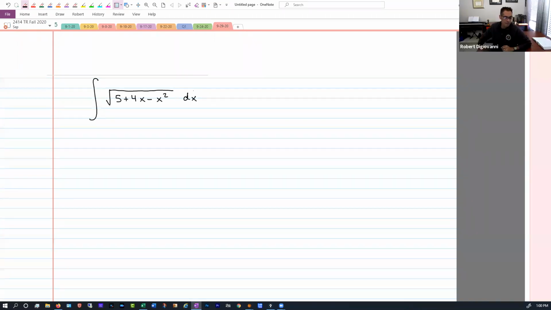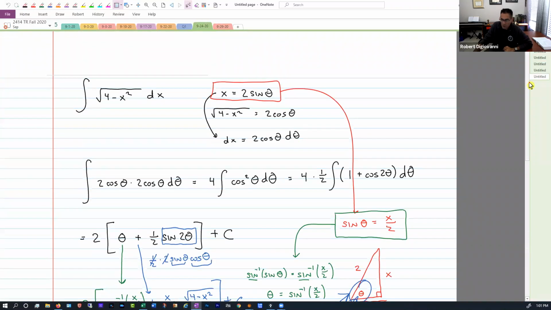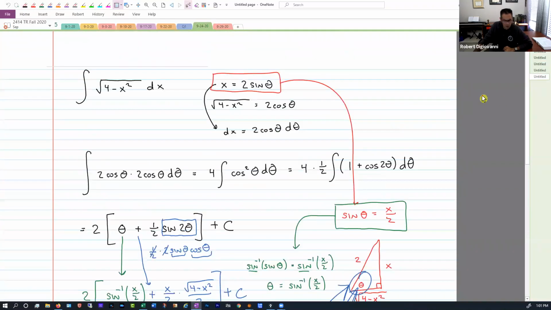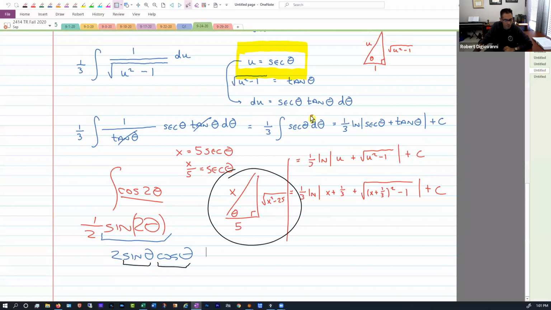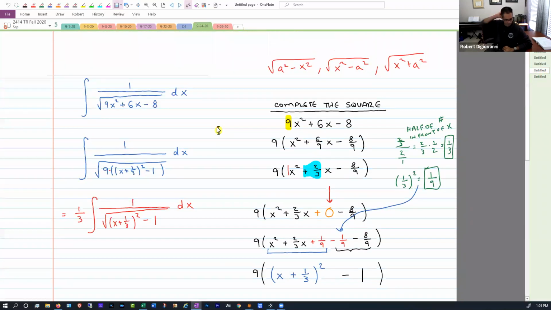So I wanted to wrap up 6.2 with one more problem. And here it is in front of us. This is similar to the problem that we finished with last time. If you recall, hold on, this is not it. Where is it? Oh, this one right here.